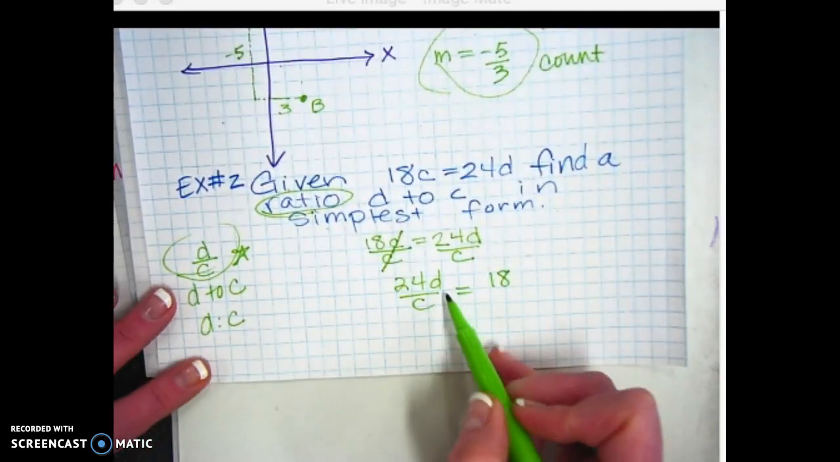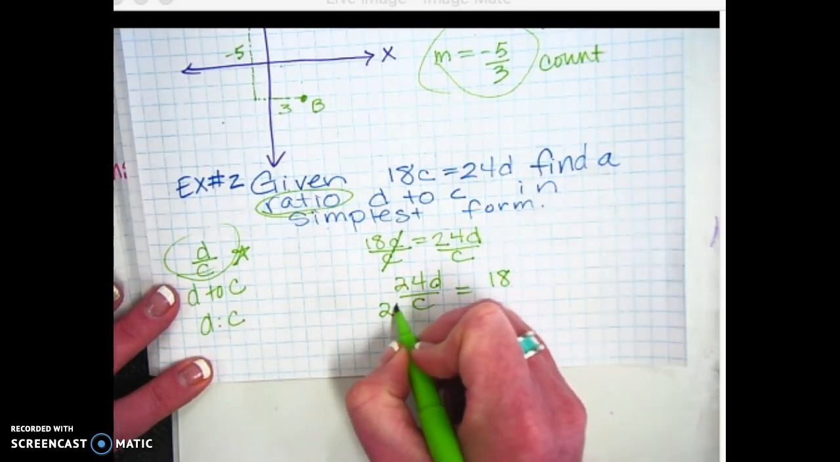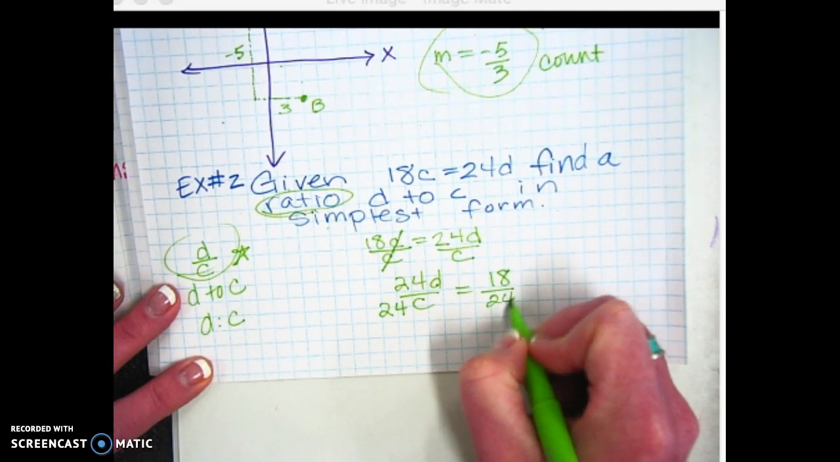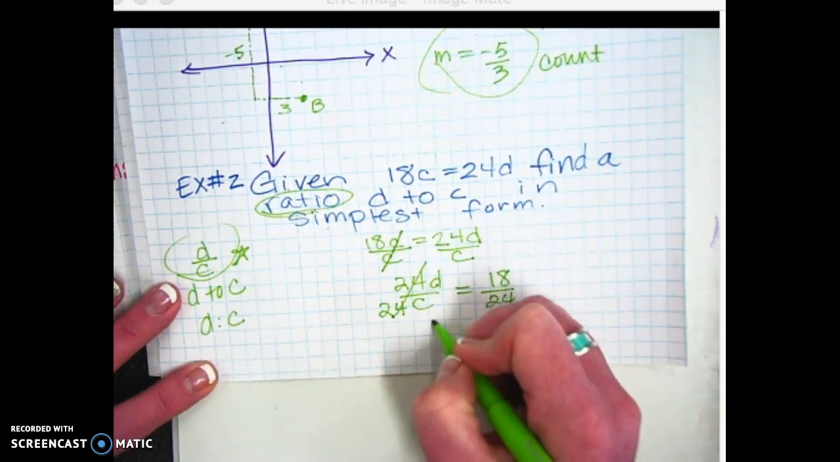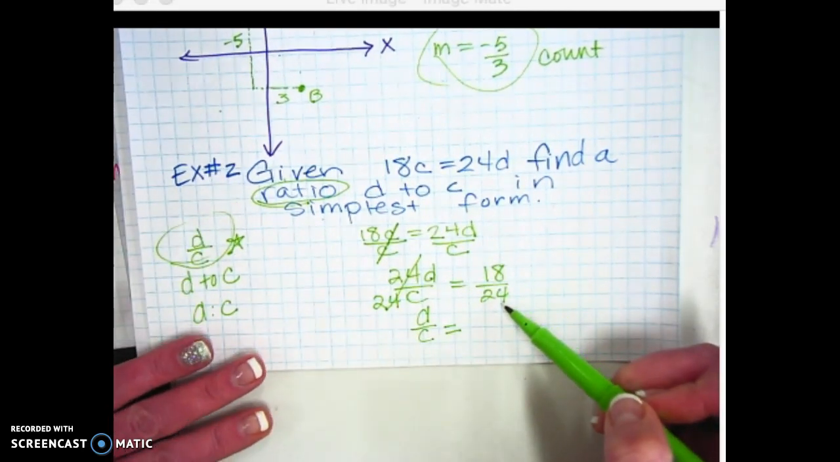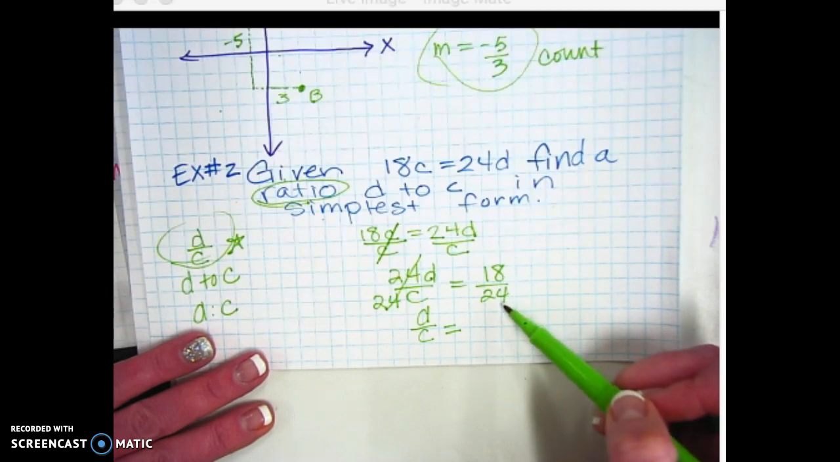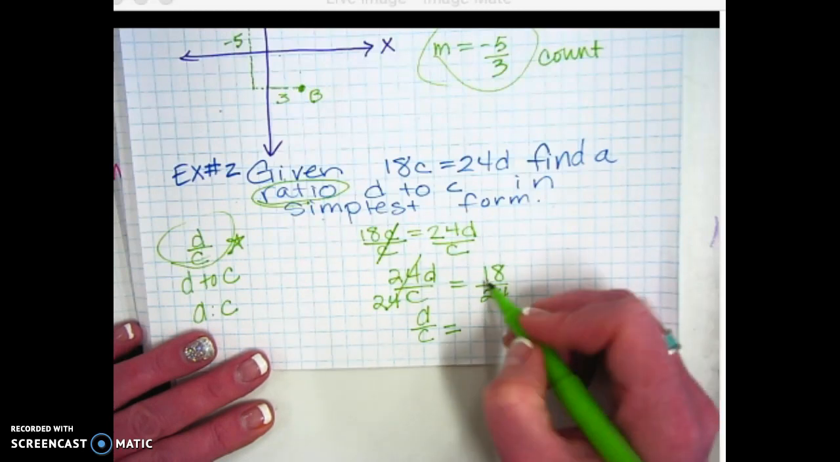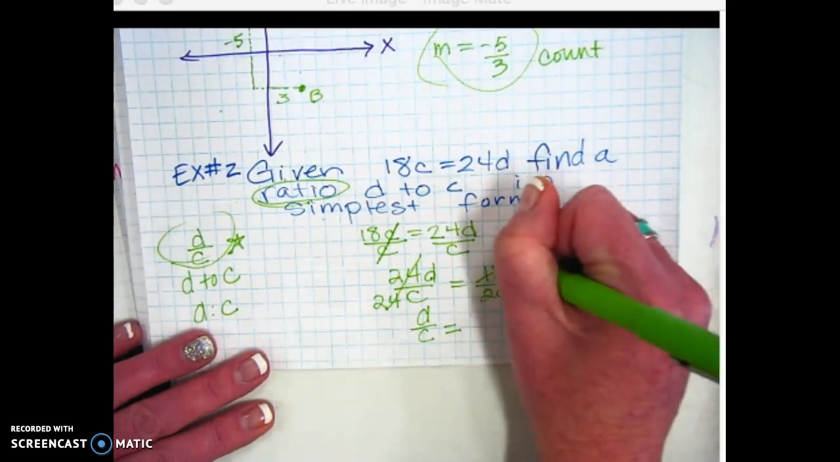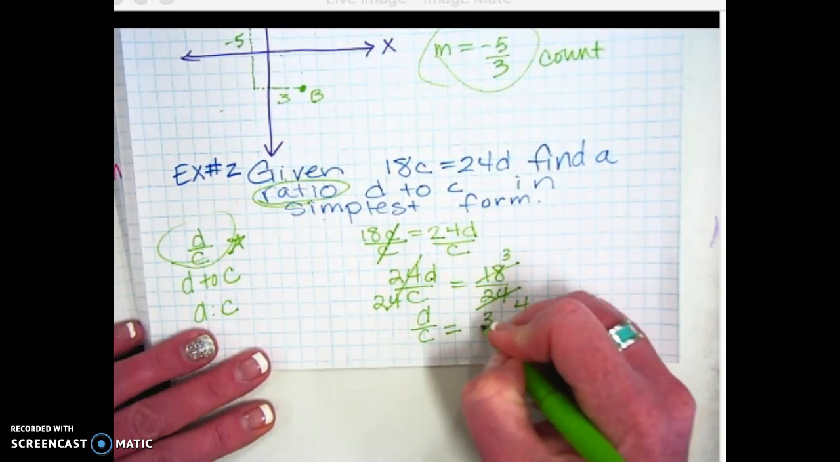But I want the D by itself. Right now it's being multiplied by 24, so I'm going to divide by 24 on both sides. 24's cancel over here, and now I magically have D to C equals 18 to 24, which if this was reduced, I would write it as my final answer. But is there a GCF, or a greatest common factor, for 18 and for 24? 6. 6 goes into 18 how many times? And 6 goes into 24 how many times? 4. So this is actually 3/4.